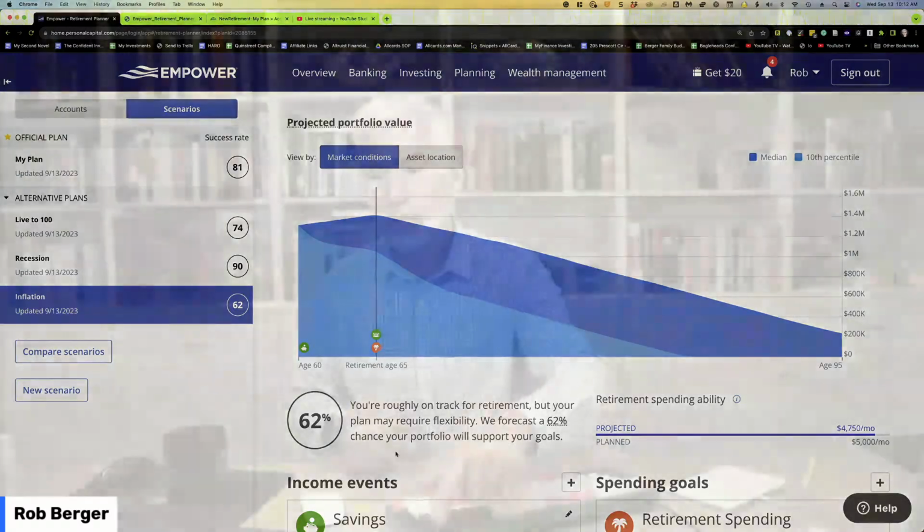So in other words, with sequence of returns risk, you retire and you have a bad 3 years or 5 years. But there's also the possibility that maybe you don't hit a recession or a bad market when you retire, but just the overall rate of return over your retirement period is lower. You were maybe expecting 8% and it's 7%. Empower doesn't really allow you that level of control over the return data because they're using their own historical data in their engine. And so you can't really change that. In new retirement, you can, and I'll show you that in just a minute.